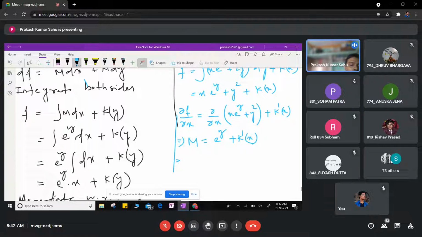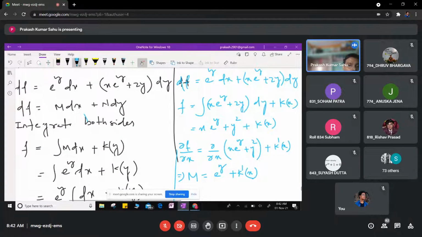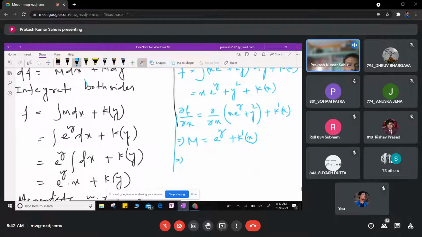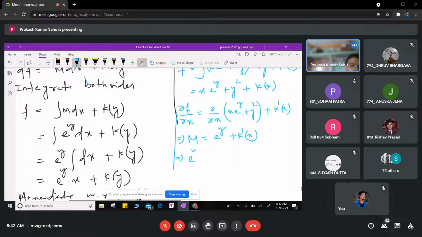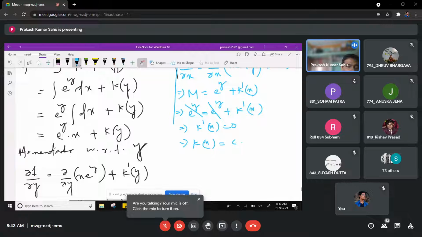And what was the value of m? See, what is the value of m? Your m is equal to e to the power y. So e to the power y is equal to e to the power y plus k dash x. Now you see, both sides will cancel out. Your k dash x is equal to 0. If k dash x is equal to 0, then kx is a constant. Obviously the derivative is 0, so it will be a constant.